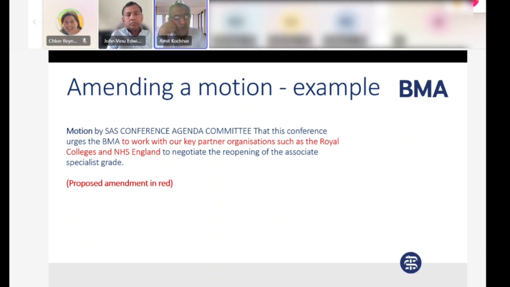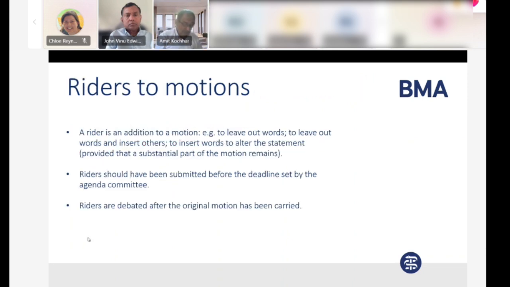This was proposed, the amendment passed, and then the amended motion was discussed and became policy. It's important to make a motion policy because SASC will not do anything other than what policy you set for SASC. So this became SASC policy, and we fought to reopen the associate specialist grade. Cheers. Next slide, sorry.